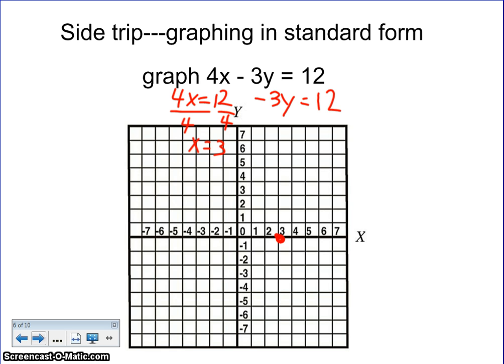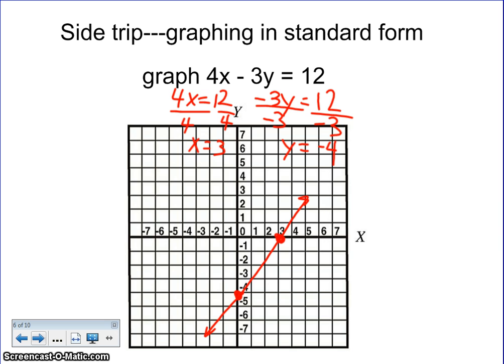Right there is where x is 3. And then we divide this side by negative 3 and this side by negative 3. And we get y is negative 4. Right here is where y is negative 4. Connect the dots. And that is a graph of the line.